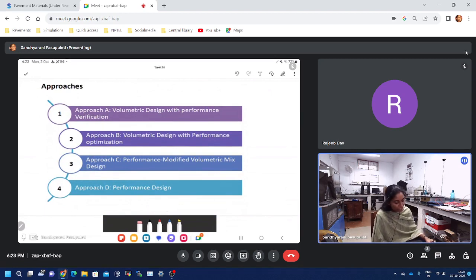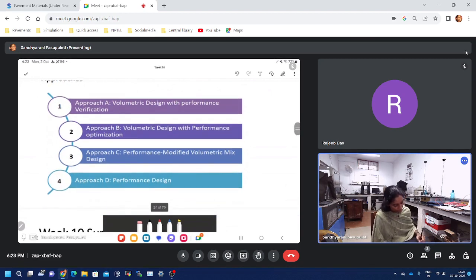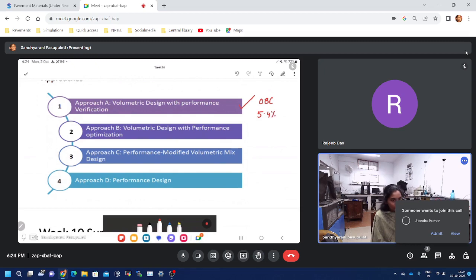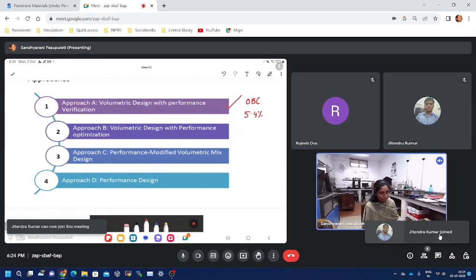If we see the brief summary of approach A, let us say currently we have Marshall mix design. So finally we will get the OBC from the Marshall mix design and we will calculate the stability and flow value. Based on those values, we will be determining which mix should be performing better in the field. In addition to that, let us say my OBC, optimum bitumen content, is 5.4%.